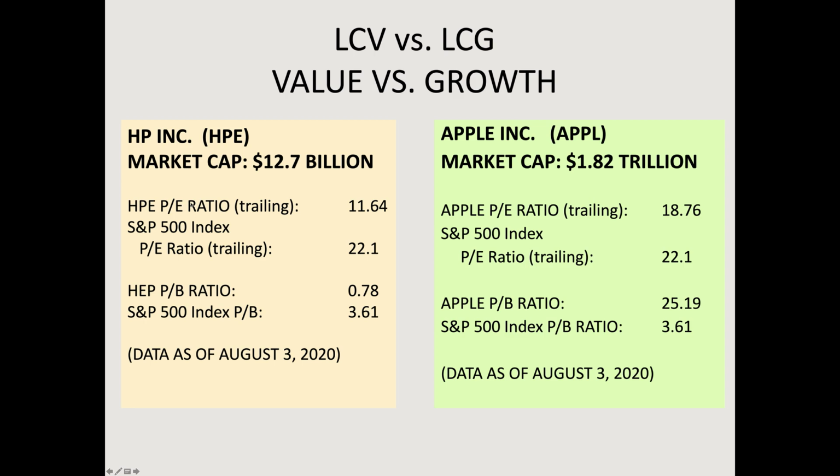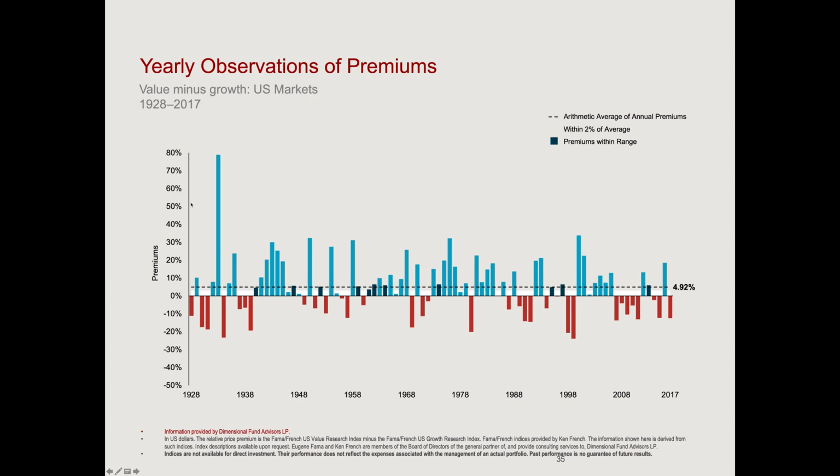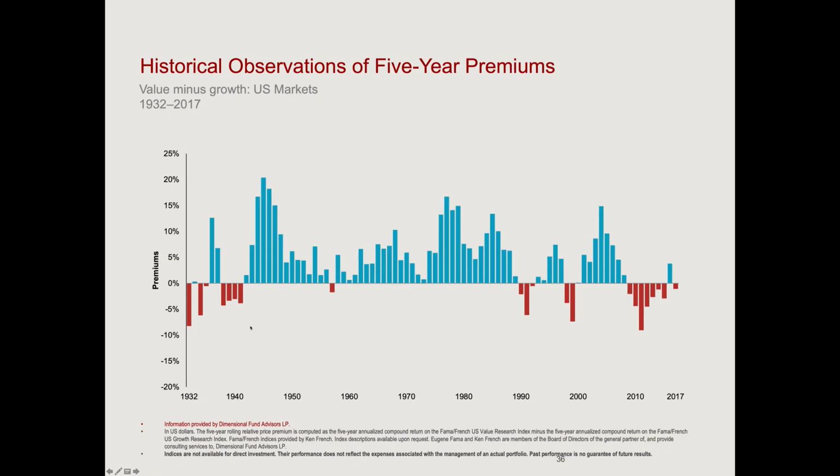How robust is this value factor? Well, if we look at this over 1 year periods of time, you still see a lot of years in which growth beat value, especially in recent years, since about 2006 or so. Then if you go to 5 year periods of time, you'll still see some periods where growth outperforms value even over multiple years. Each data point represents a period that ends with 5 years, but significant.